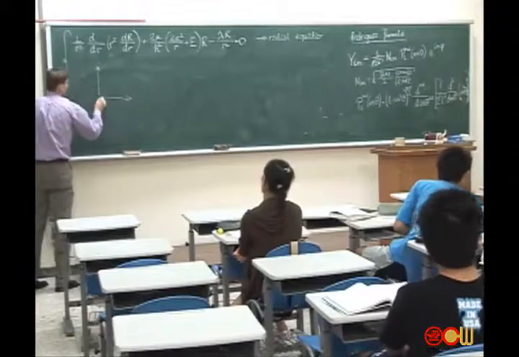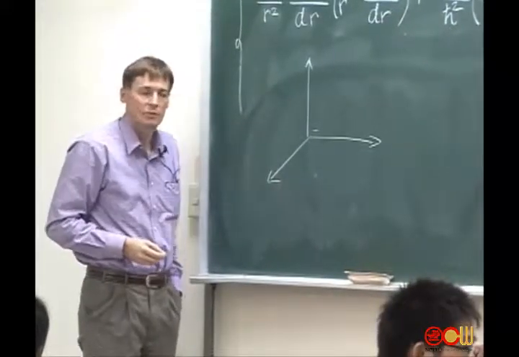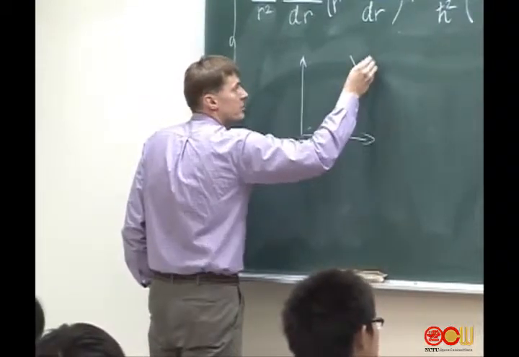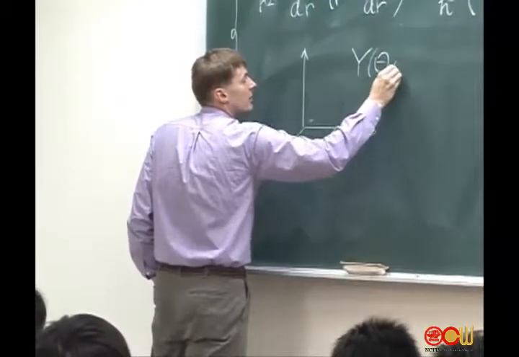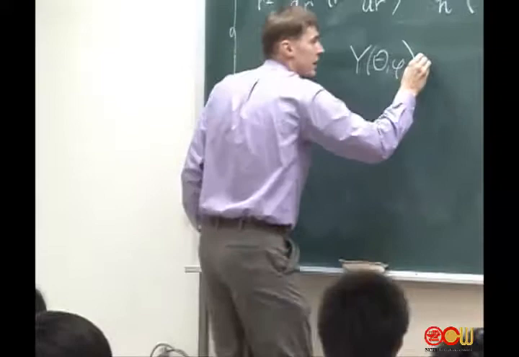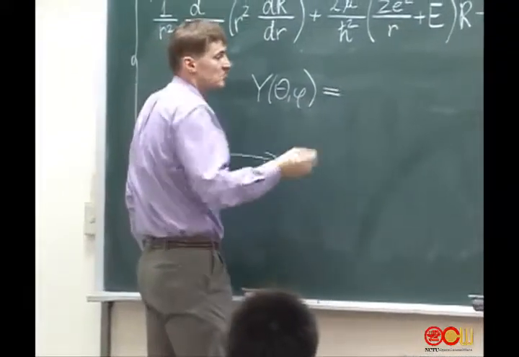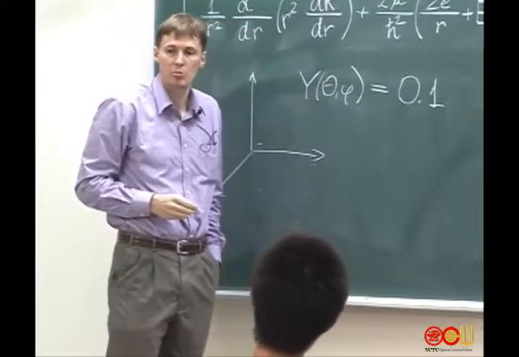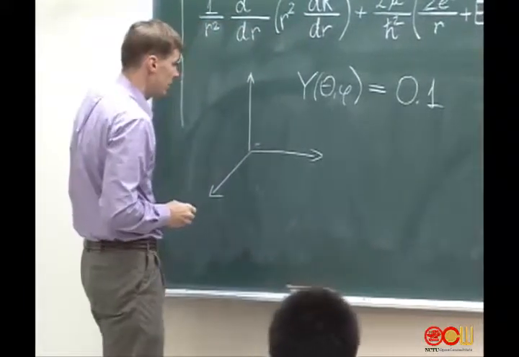How to plot a function? We have to plot everywhere. So you just set up a number. You plot all the points, theta and phi, where the function is equal to 0.1. That's simple. So we are plotting all the functions.